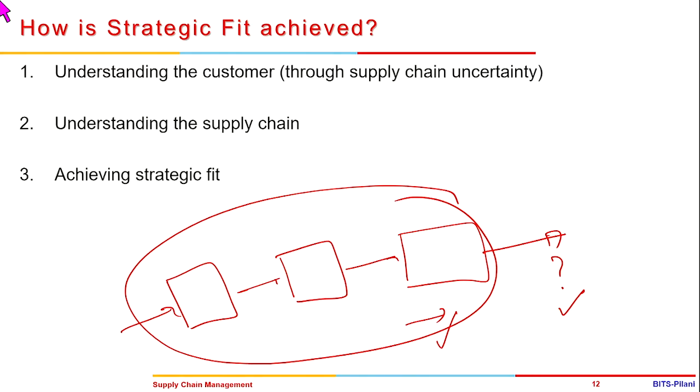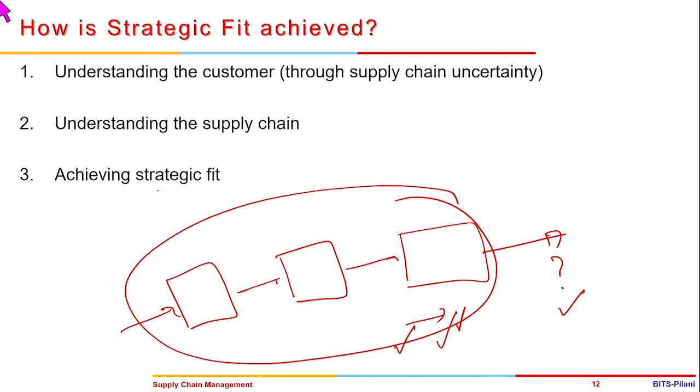If the customer is looking for very short delivery times, whether our supply chain is capable of delivering in short periods. If the purpose of the supply chain is to get things more reliable, which means whatever is committed, whether that commitment can be achieved, then whether my supply chain is capable of doing that.